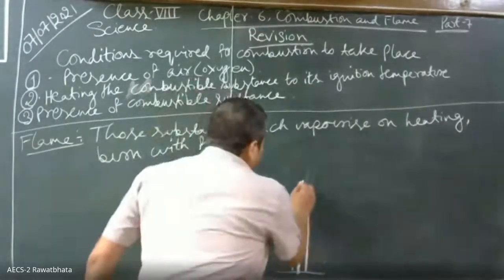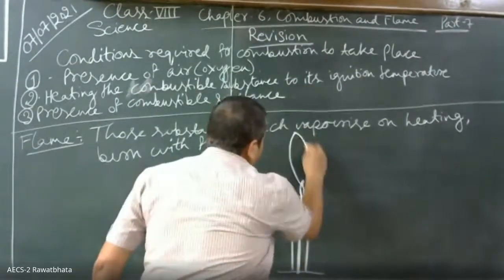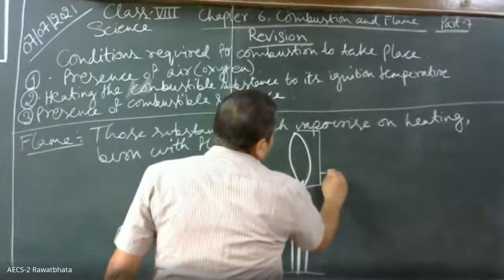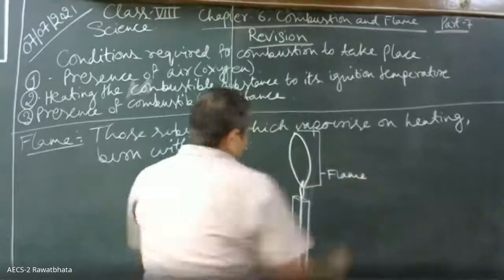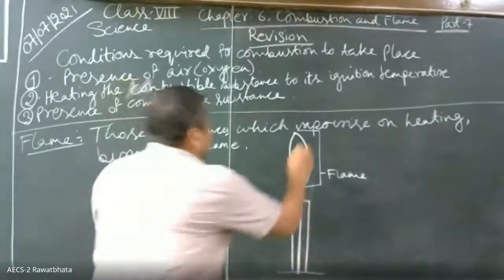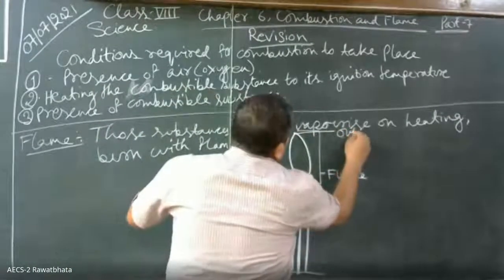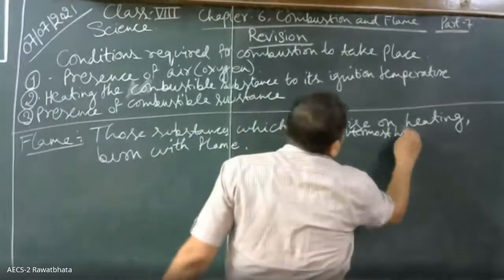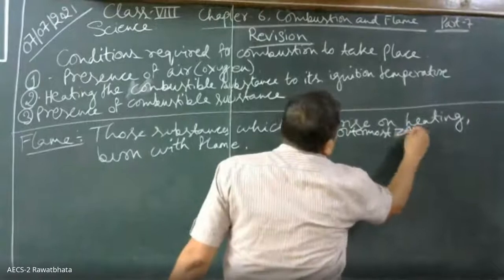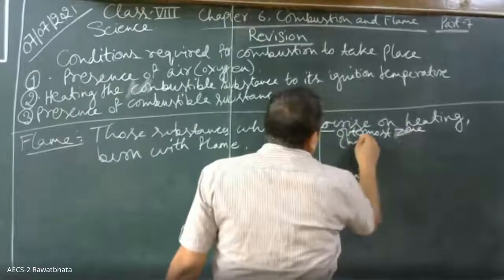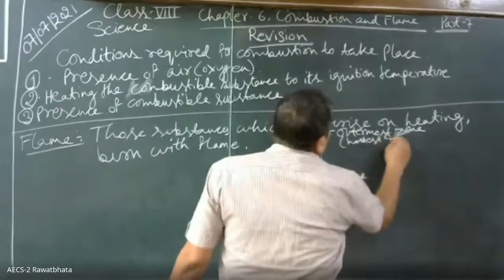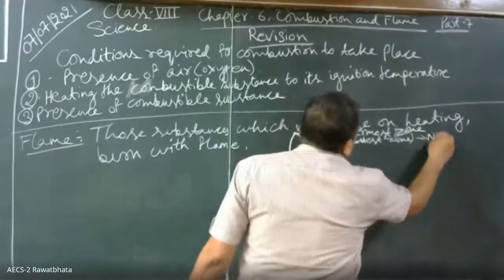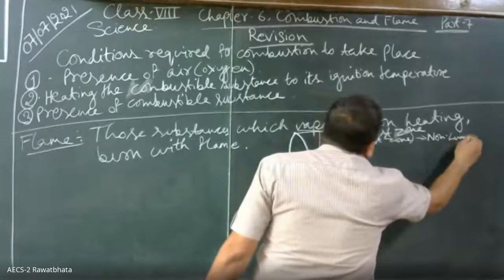Okay. So it burns like this. This is the flame. इसको क्या बोलेंगे? Flame. अब flame में भी क्या है? There are three regions. This is the outermost zone, and this is the hottest zone. This is the non-luminous zone.